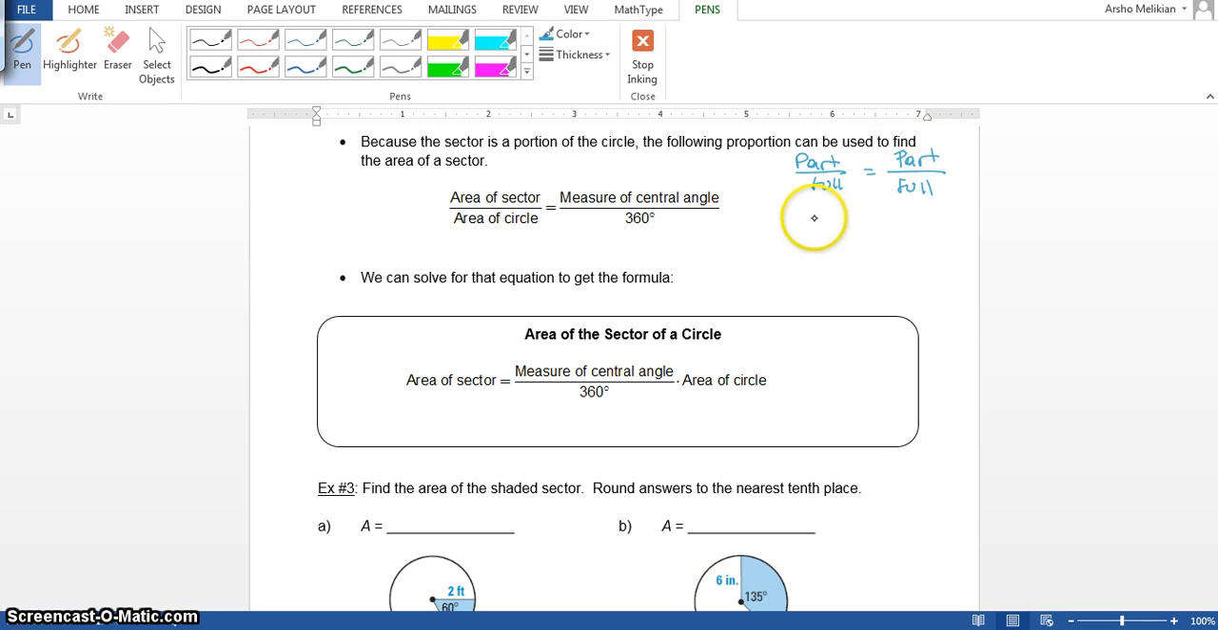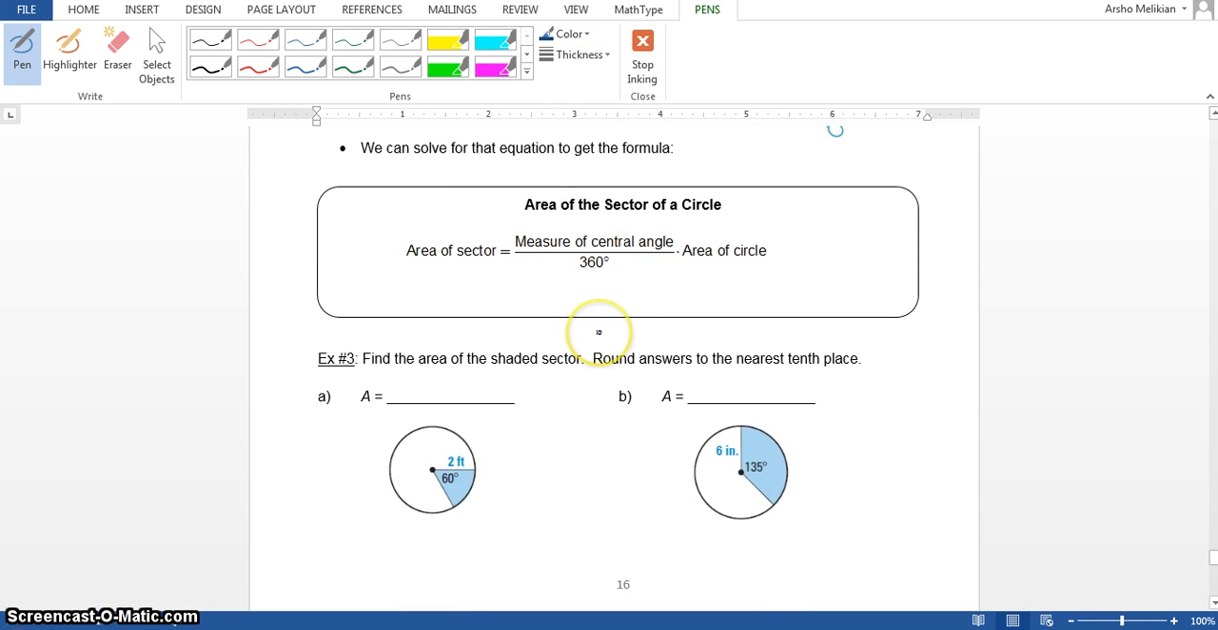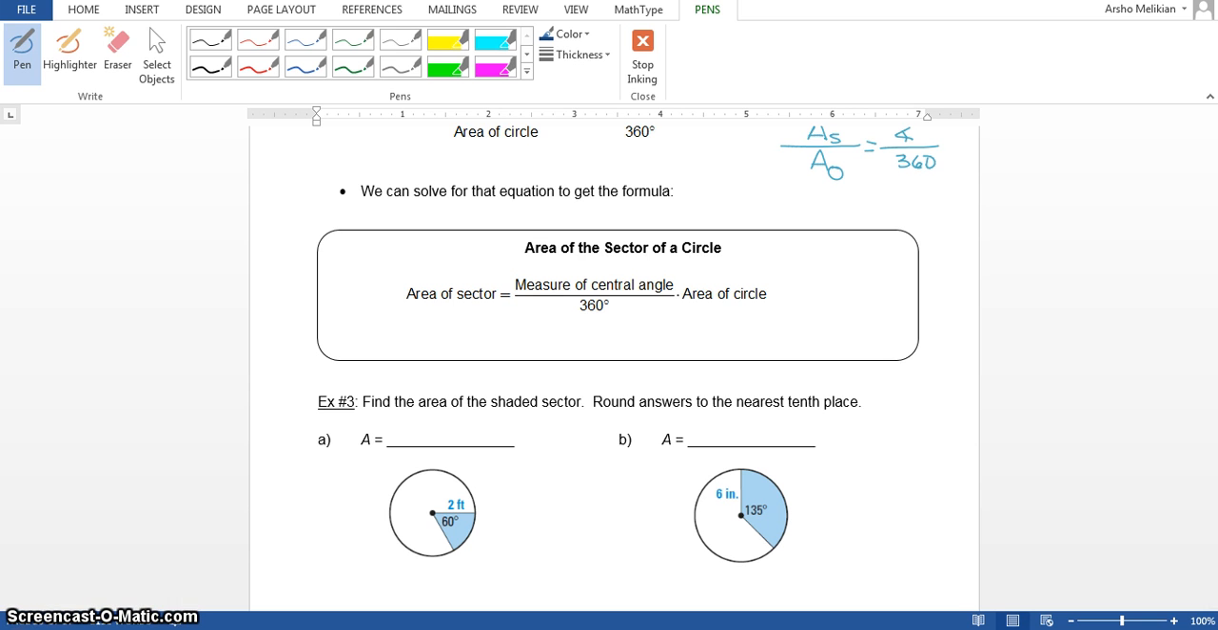First I'm going to do this with the areas. The partial area, we're going to call it the area of the sector. The full area is going to be the area of the circle. And the partial angle is the angle that I'm given. The full angle is 360. It might sound a little confusing, but let's see how it works in practice. Here I have a circle with a central angle of 60. So my partial angle is 60.